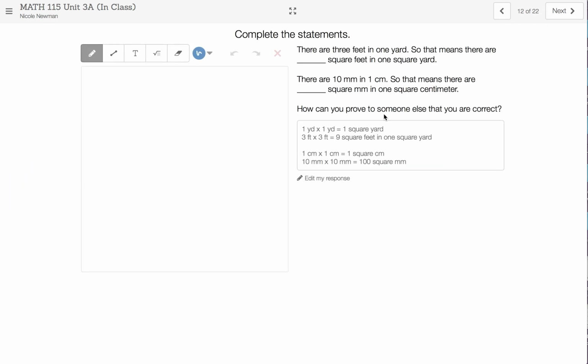Complete these statements. There are 3 feet in a yard, so there are, we don't know how many square feet in 1 square yard, but we can do it down here. 1 yard by 1 yard is 1 square yard. A yard is 3 feet, so 3 feet times another 3 feet for the second dimension is 9 square feet in 1 yard. For the other one, 1 centimeter by 1 centimeter makes a square centimeter. And then 1 centimeter is the same thing as 10 millimeters. 10 millimeters times 10 millimeters is 100 square millimeters. Those make good true-false questions also.